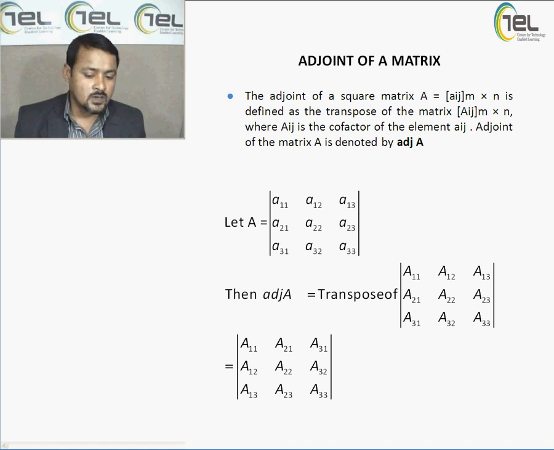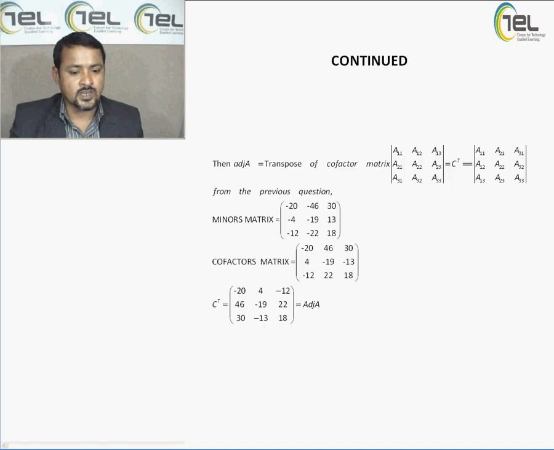You can see here, if we first find matrix A, that is denoted by the small letters a11, a12, then we find the cofactor matrix, that is denoted by capital A11, A12 and A13 and so on. We find the transpose. Transpose means converting the rows into columns and columns into rows. Then we get the adjoint.